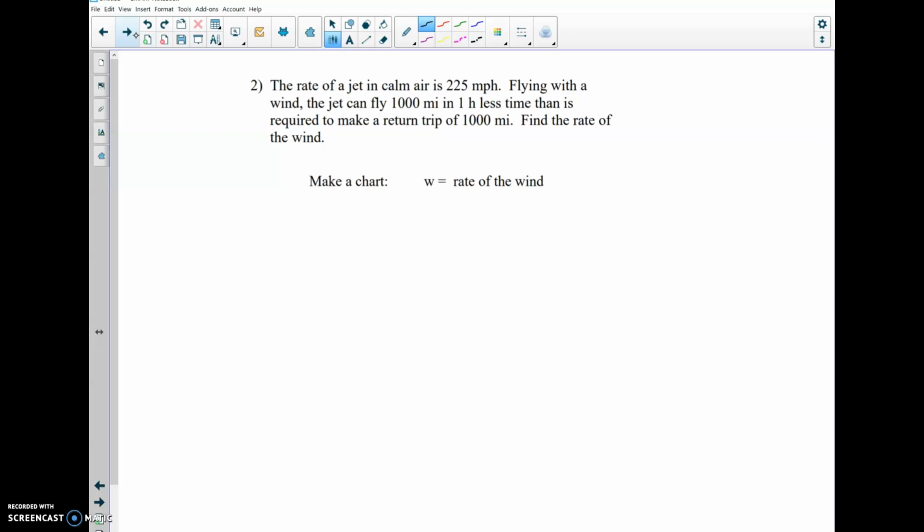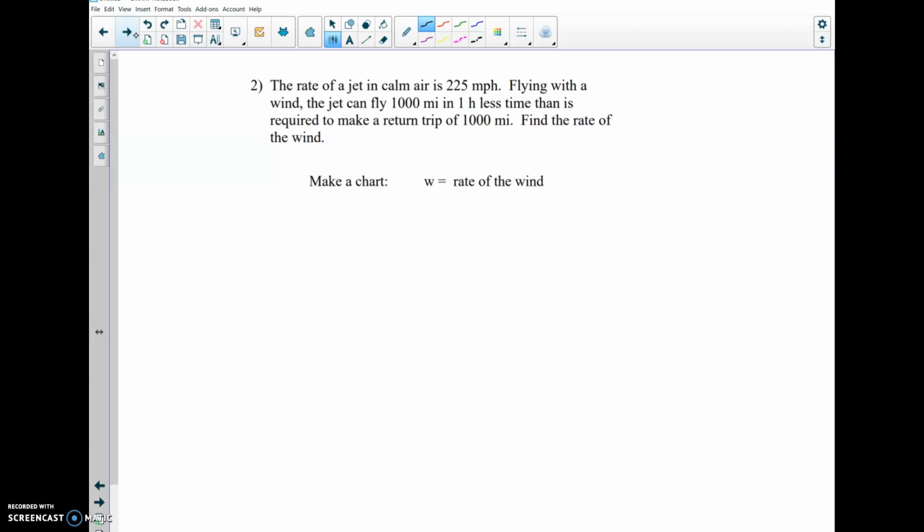If you are flying with the wind, and you are currently going 225 miles per hour, the wind is helping you out. So if your wind, say, is 5 miles per hour, your speed would increase by 5. So you're adding when you're with the wind, and you're subtracting when you're against the wind. The distances are the same here.